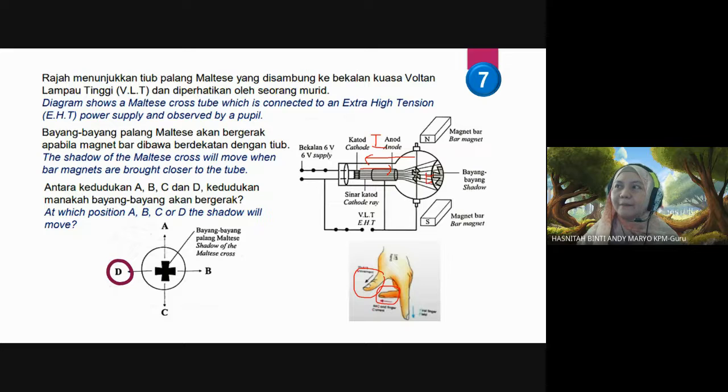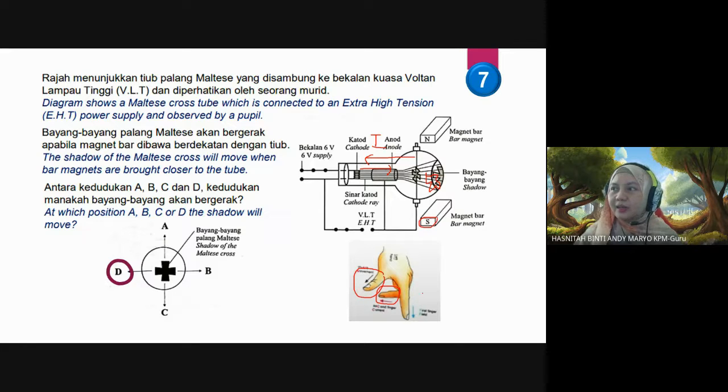Here you will see a Maltese cross shadow, the second shadow. The first shadow remains at the center, the shadow from the light from the tungsten filament. The second shadow is deflected due to Fleming's left hand rule. Okay, how to see? Look at this, look below. See the position of the magnet.